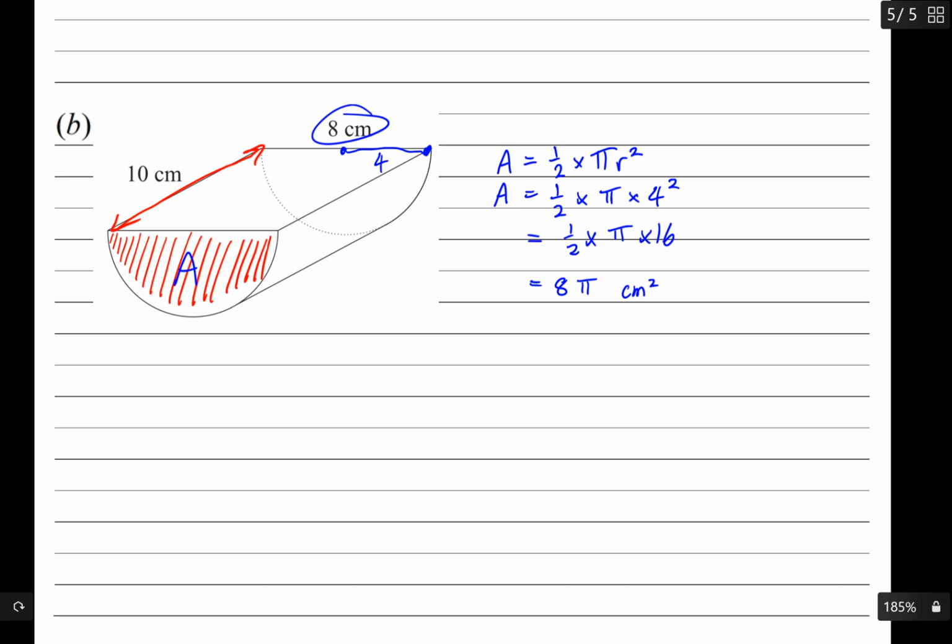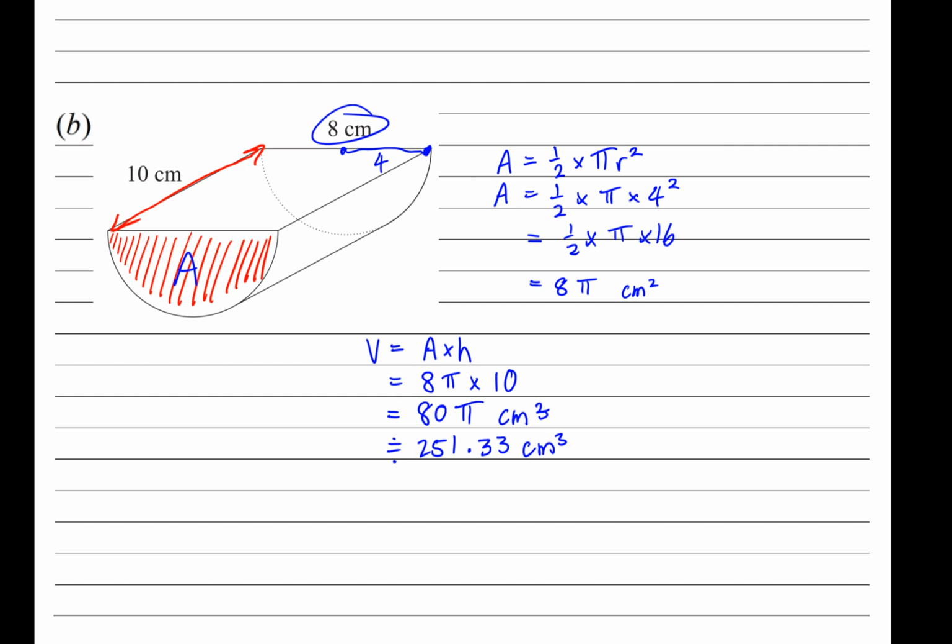So the last thing I want to do here is calculate the final volume. That's going to be A times H, which is 8 pi times the height, which we said was 10. And that's going to be 80 pi centimeters squared. If I did want to round that, I might do that to 2 decimal places. Just very quickly, 80 times pi works out to be 251.33 centimeters. I said squared here, didn't I? That was a bit silly. Centimeters cubed.